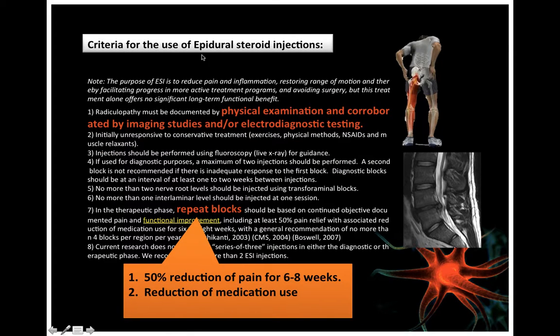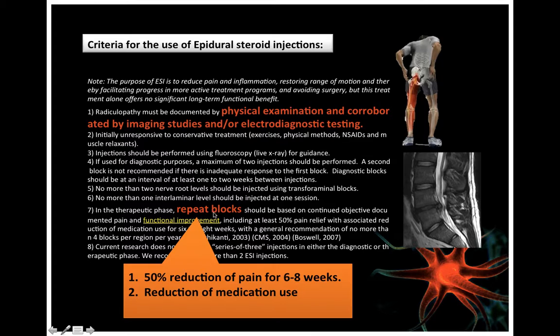So, criteria for use of epidural steroid injections: physical examination corroborated by the imaging studies and/or electrodiagnostic studies. So if you have an EMG study that shows radiculopathy, then you don't even have to have an imaging study to corroborate it. But that's not very common. So you have to have dermatomal distribution. I'm sorry, you have to have leg pain, physical exam, and the MRI findings. And you have to document all those 3.